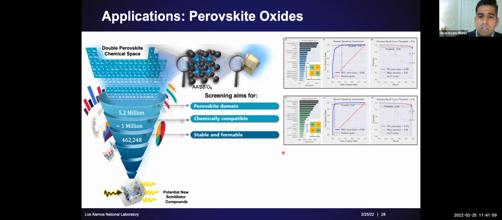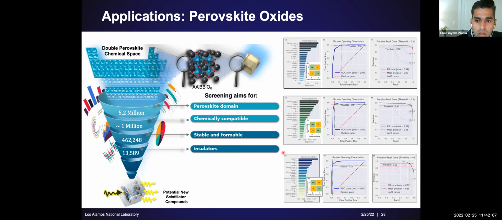But our goal is not just predicting new perovskites, but we also want to go ahead and predict scintillators. Because of that, we want to make sure that we screen for insulating compounds, because all the scintillators are going to be insulating. If you just try to build a regression model to predict band gaps, it turns out that that model can be heavily biased by metals, because more than 90% of the chemistries are usually metals.